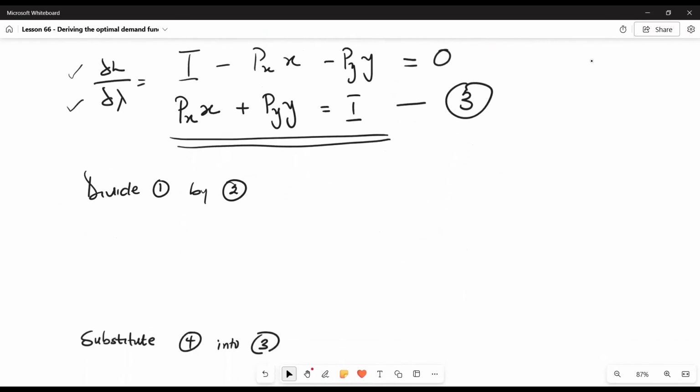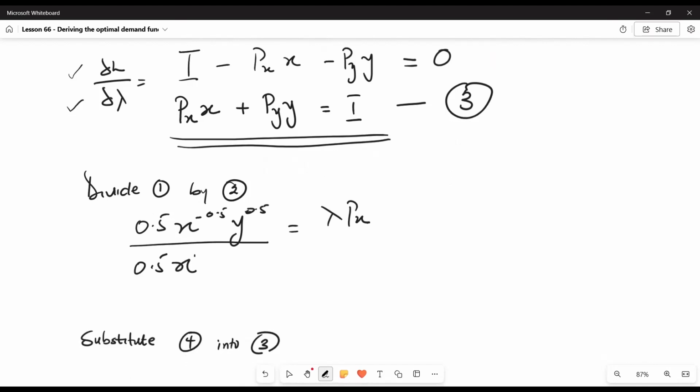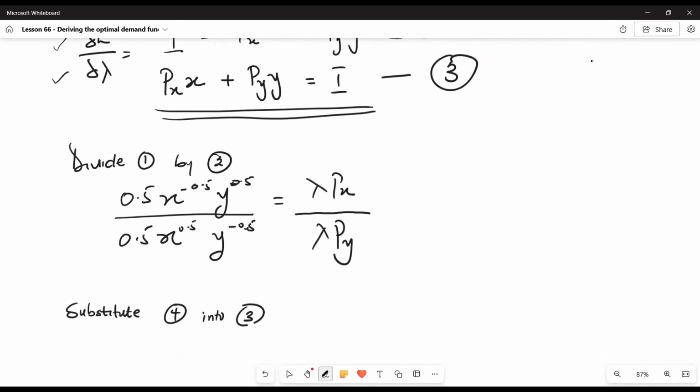So let's first divide equation 1 by equation 2. Equation 1 is 0.5 x^-0.5 y^0.5, which is equal to lambda Px. And this is divided by equation 2, which is 0.5 x^0.5 y^-0.5, which is also equal to lambda Py. Now we have shown the simplification process of this equation in our previous lessons, so we're simply going to rewrite this as y over x equal to Px over Py.